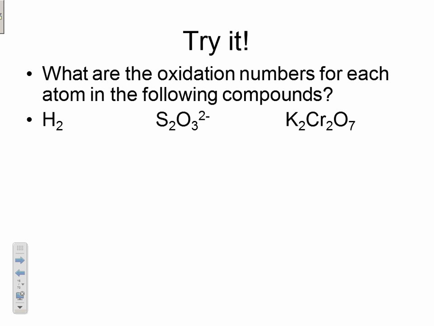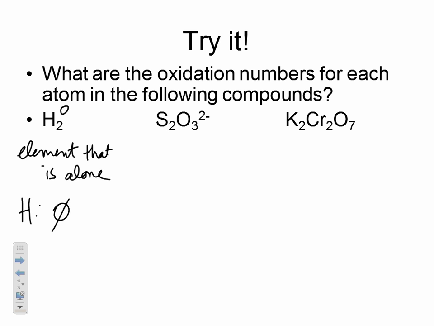What are the oxidation numbers for each atom in the following compounds? And we have 3 of them. In this first one, we have an element that is alone. Notice that this hydrogen is not in a compound, so we're not going to give it the +1 charge. Hydrogen is +1 when it's in a compound. It's not in a compound now. So now we're going to that first rule. An element that's alone, when it's by itself, is 0. So I would say that the hydrogen here has a 0 charge. Its oxidation number is 0.